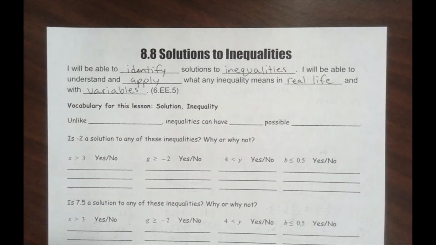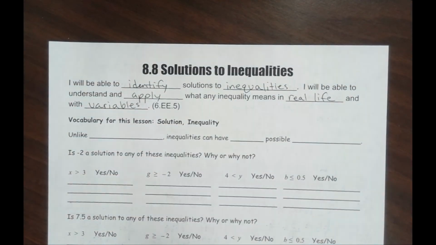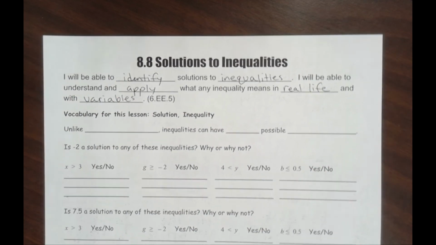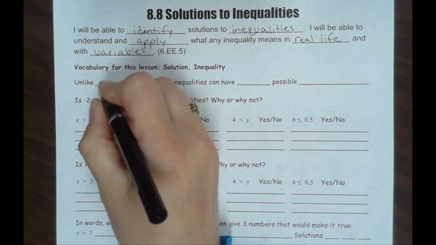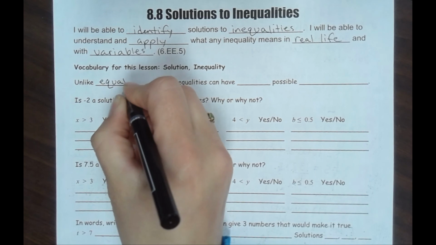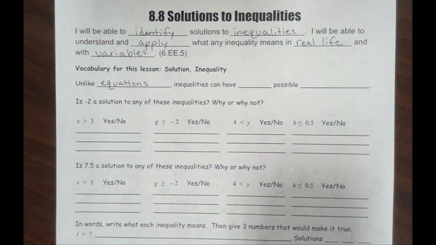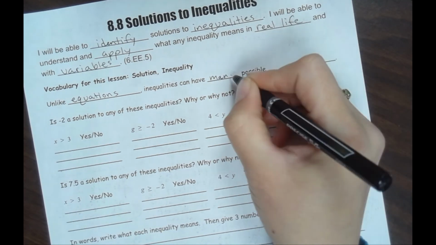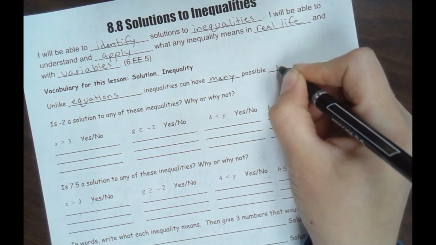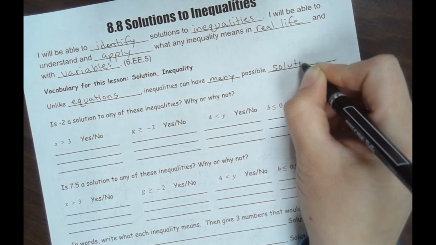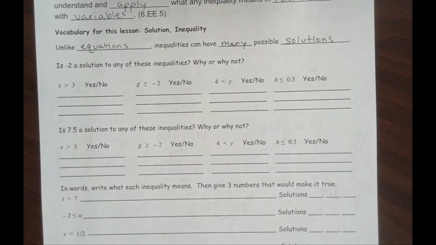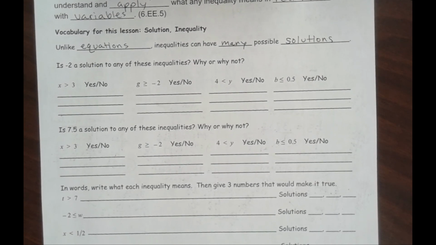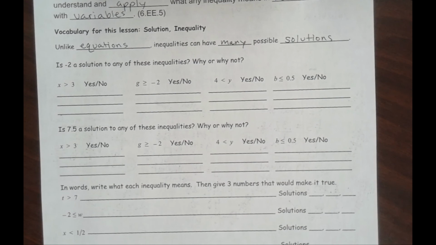Now solutions, let's remember what that means. A solution makes a statement true. It can make an equation true. It can also make an inequality true. So, unlike equations, inequalities can have many possible solutions. So here, we're going to check, is -2 a solution to any of these inequalities? Why or why not?